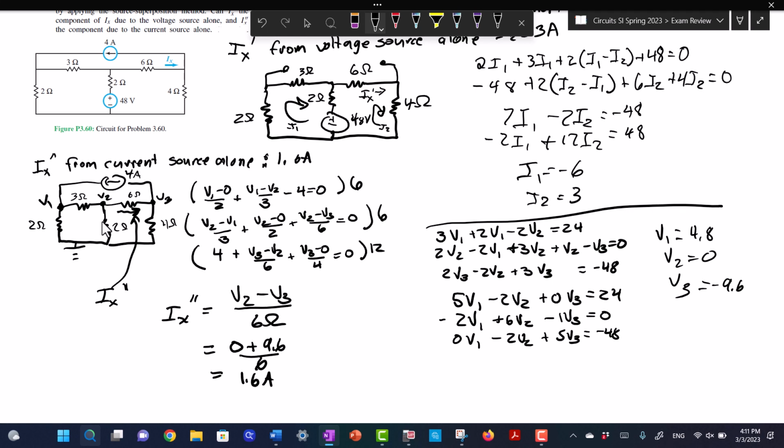And so now we've done all our sources. This one only has 2 sources. We did both of them. And so Ix will equal Ix prime plus Ix double prime, which is 3 plus 1.6, which is 4.6 amps.